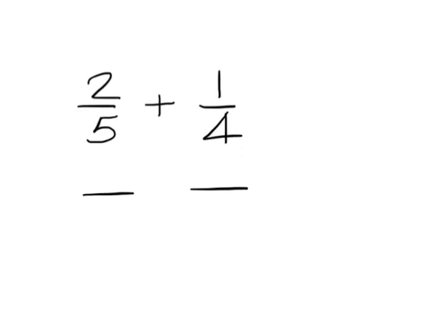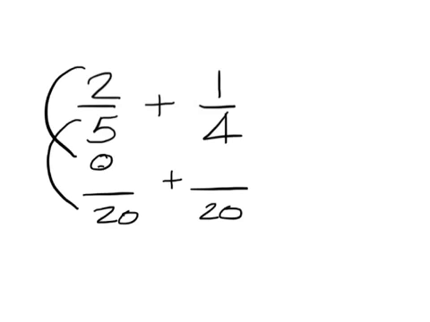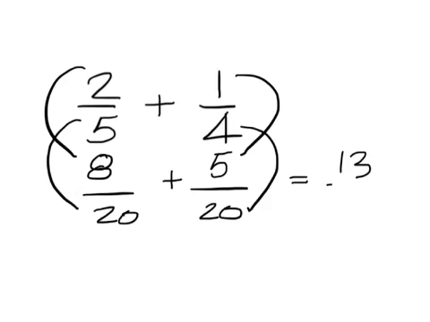Bonus problem. 2 over 5 plus 1 over 4. The solution for the bonus is to have a common denominator of 20. That means you're multiplying by 4 here. That's why we have an 8. And by 5 here. That's why we have a 1. 8 plus 5 is 13. 13 over 20.